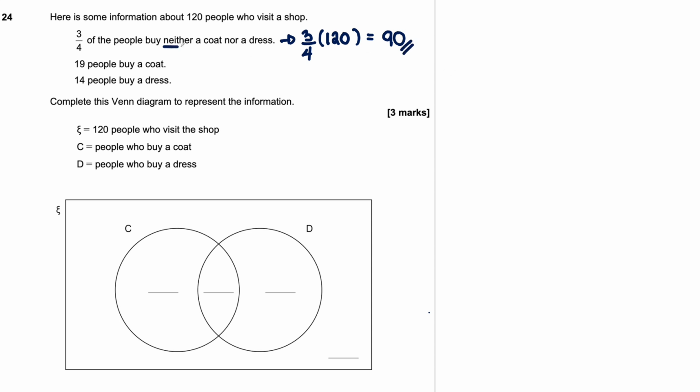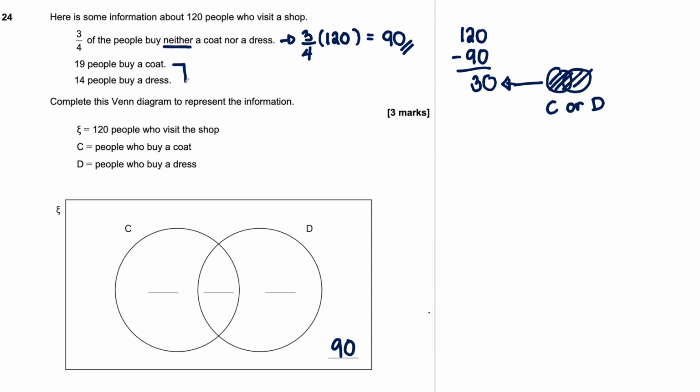So 90 people bought neither. So that will be outside the two circle diagram. And 120 minus 90 is equal to 30. So 30 means that's the one inside the two circle diagram. So that is coat or dress, people who bought coat or dress.